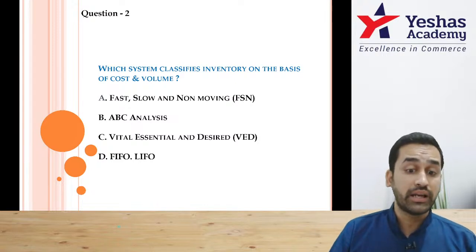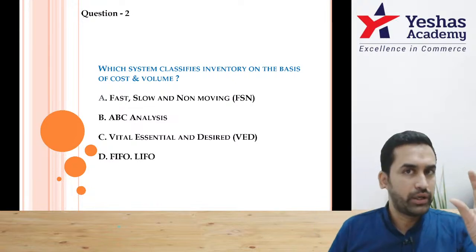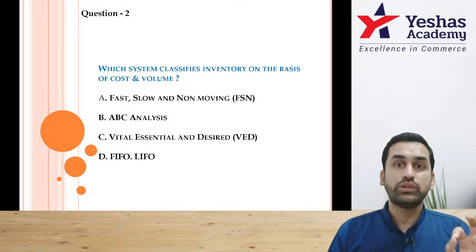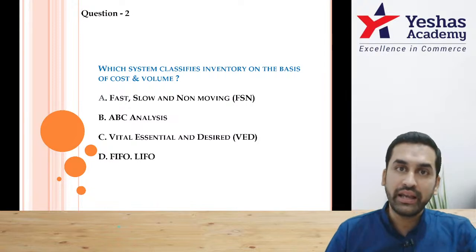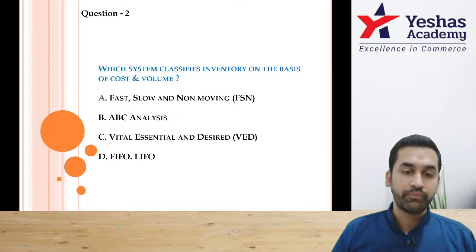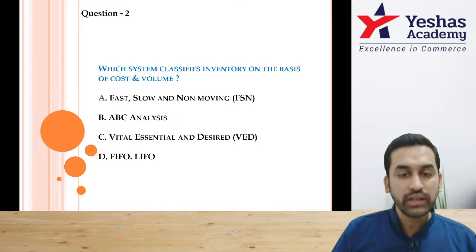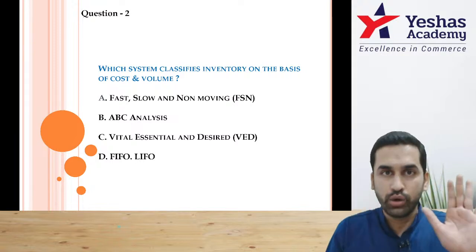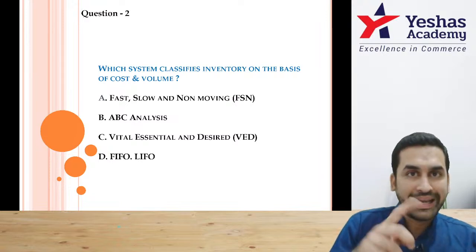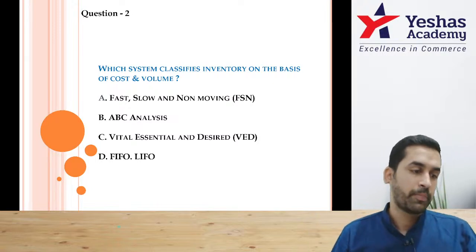Option B. ABC analysis looks correct to me. Why? In ABC analysis, we segregate inventory into A, B, and C category. How will you choose which is category A? All those items having low quantity, high value. Category C is low value but high quantity. Category B is moderate quantity, moderate value. Correct? And to do this high quantity, low quantity, high value, low value, what do you need? You need the quantity, volume, kg, liter or meter. And then you also need rate per kg, which is cost.